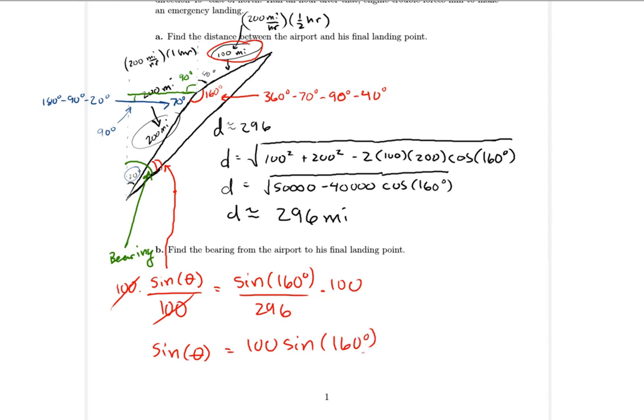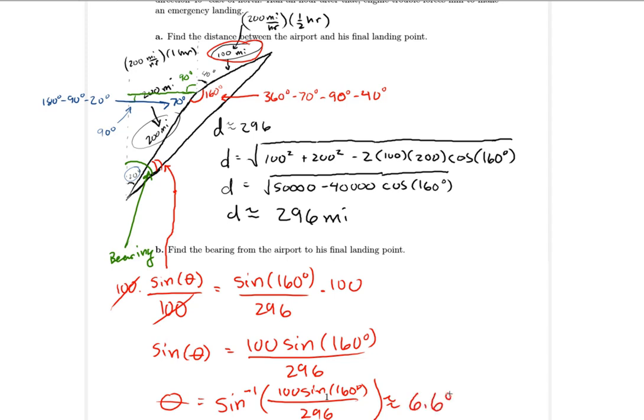And since we're not dealing with special values anyway, I would suggest don't even worry about simplifying. We're going to just crank this out in our calculator anyway. So theta is going to be the sine inverse of 100 sine of 160. And of course, make sure you're in degree mode as you're doing this, right? Which gets me 6.6 degrees. Okay, and that seems reasonable.